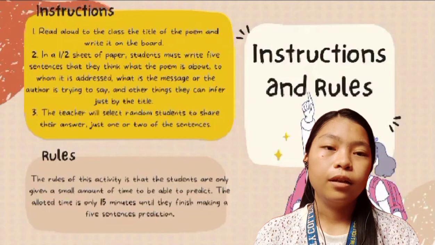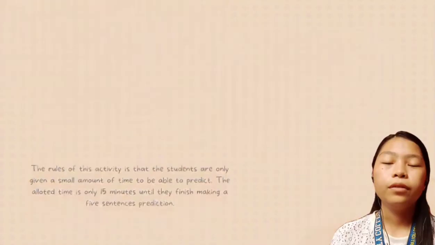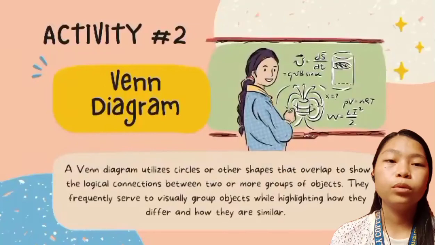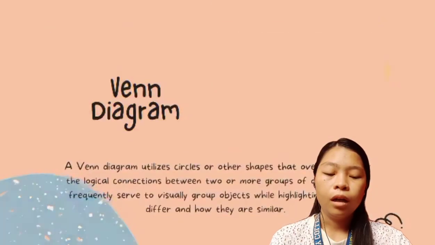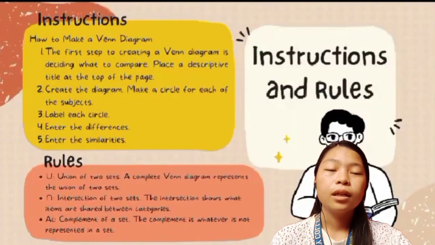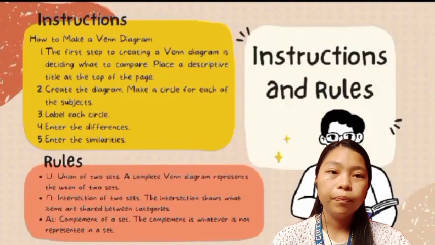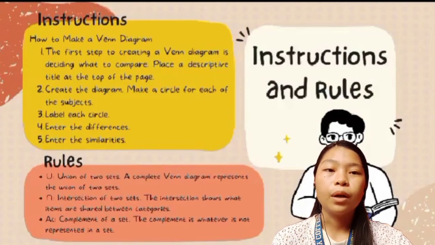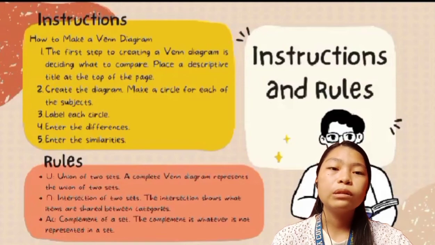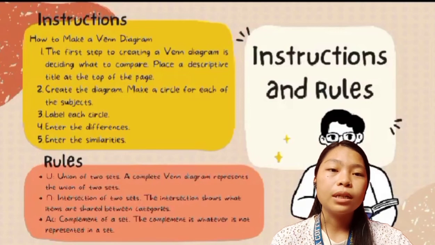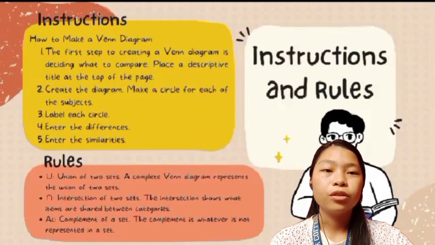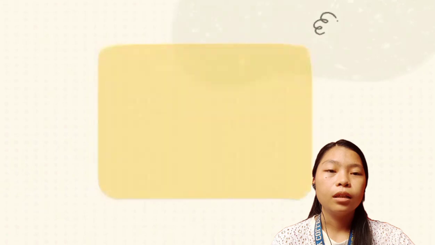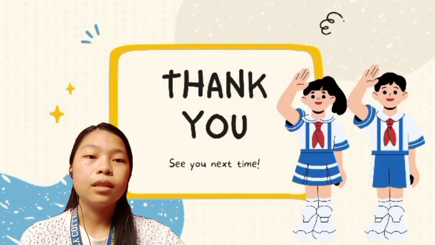All right class, for our second activity, that would be Venn diagram. For the instruction of our second activity, you are to create a Venn diagram and put the similarities and differences of the genres of poetry. That would be lyrical, dramatic, and narrative. Alright, you can send it in my messenger account. I will accept your answers until 10 a.m.